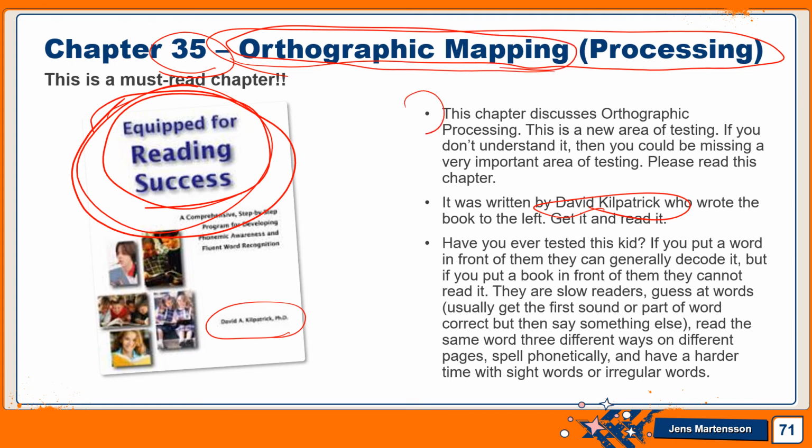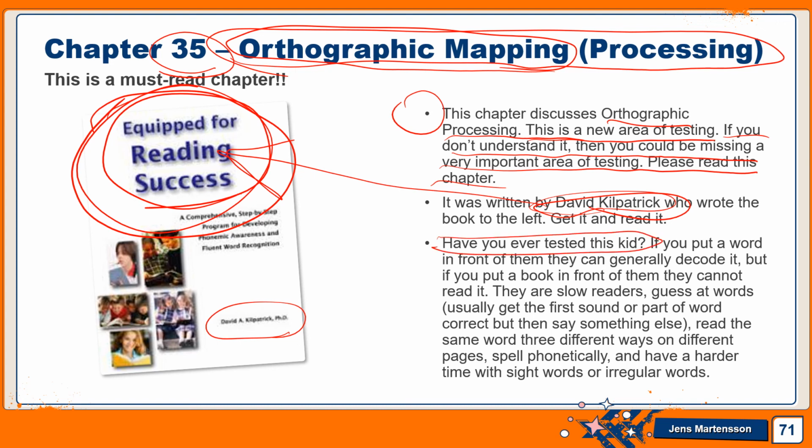But this chapter discusses orthographic processing. This is kind of a new area of testing, although it's not really new. It's been around for a while. It's just new to us. We're just hearing about it, some of us. If you don't understand it, then you could be missing a very important area of testing. Please read this chapter. Again, David Kilpatrick, he wrote this book too. I would encourage you to get it.